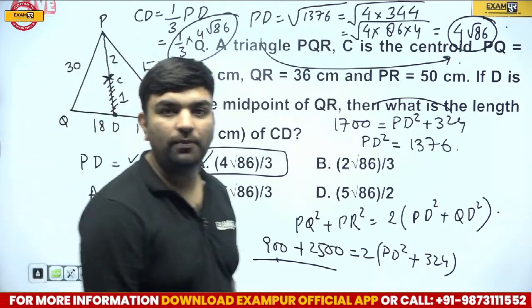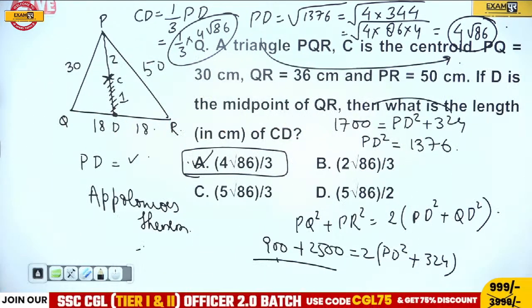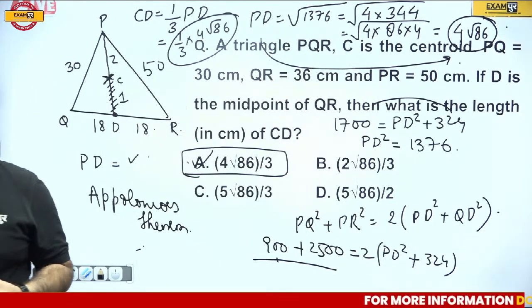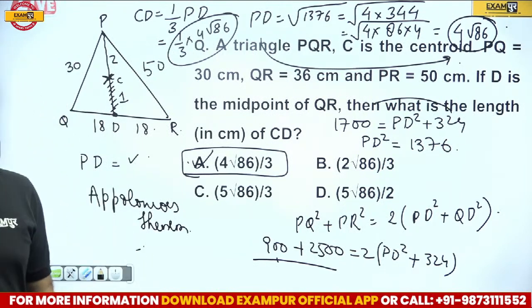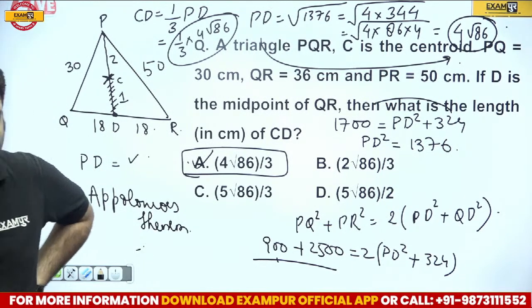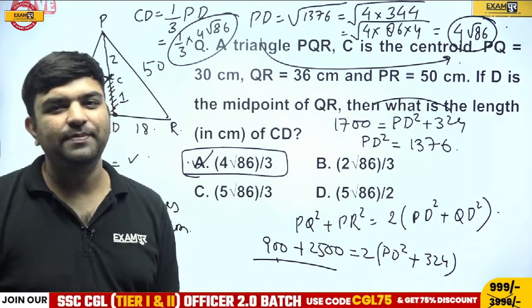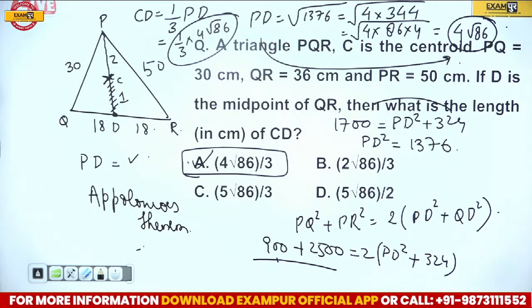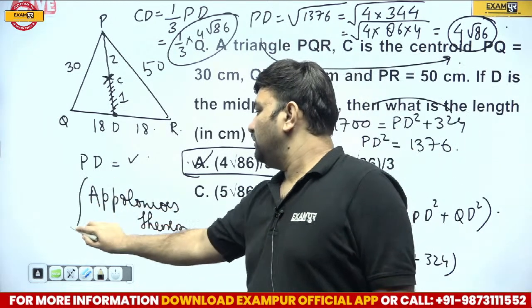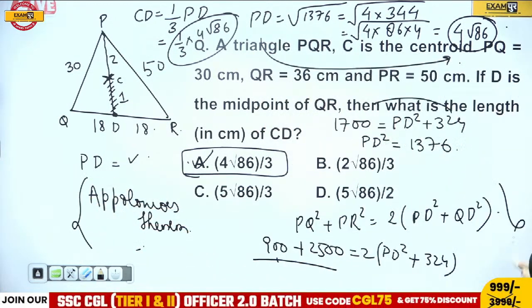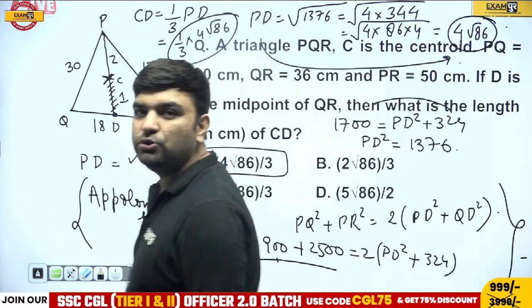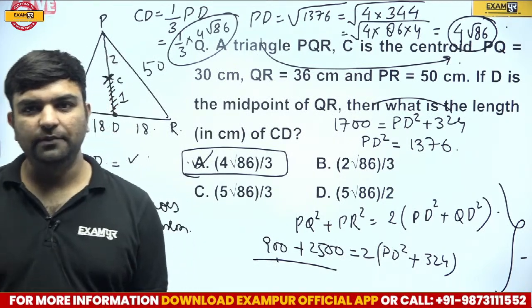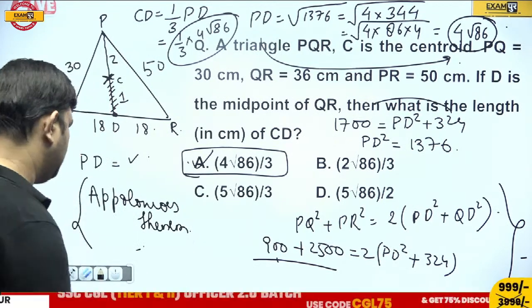Quite a calculative problem. Apollonius theorem at its best, guys. It is used to find out the length of the missing median. Okay? Next.